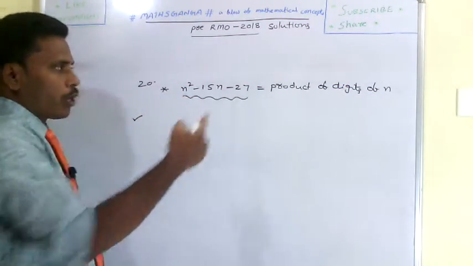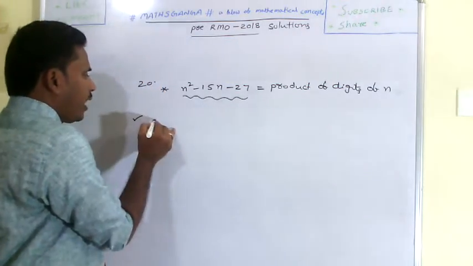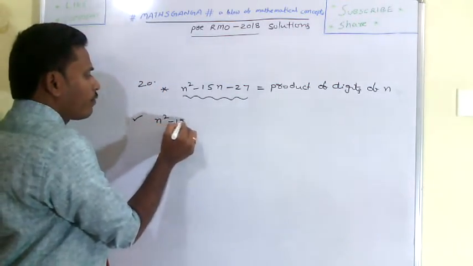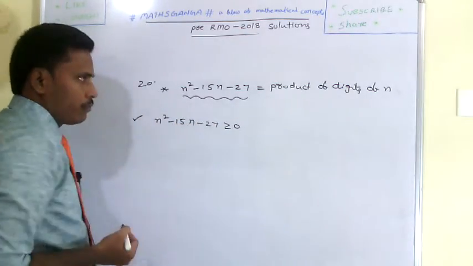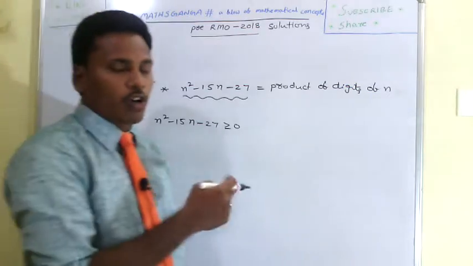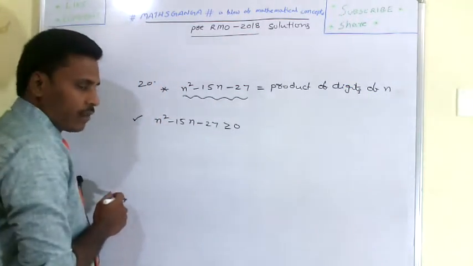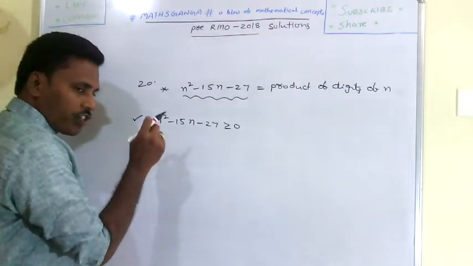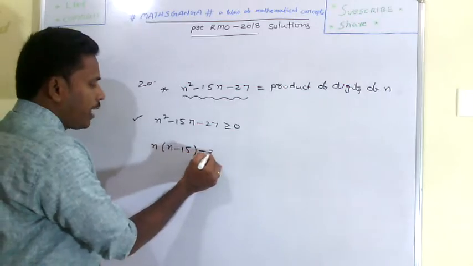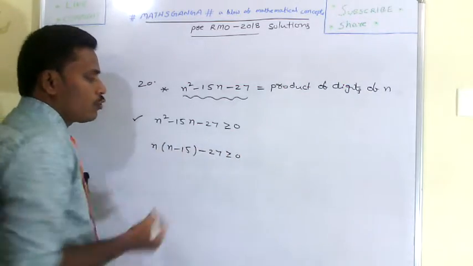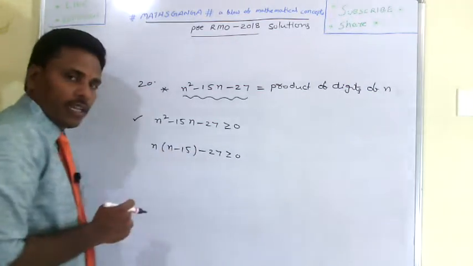Since the product of the digits is always positive, the first idea is that n square minus 15n minus 27 is always greater than or equal to 0. Sometimes it may be 0 if any digit of n is 0. So n square minus 15n minus 27 is greater than or equal to 0. To restrict n, n into n minus 15 minus 27 is greater than or equal to 0. Now, one simple idea is that minus 27 is always negative.